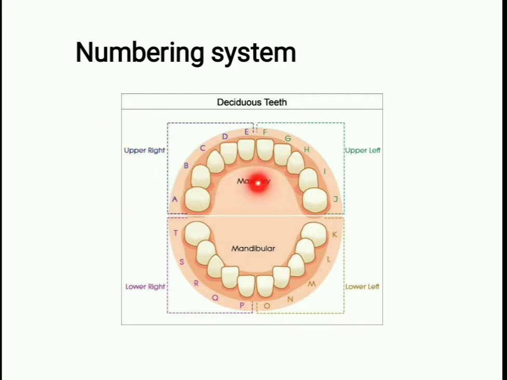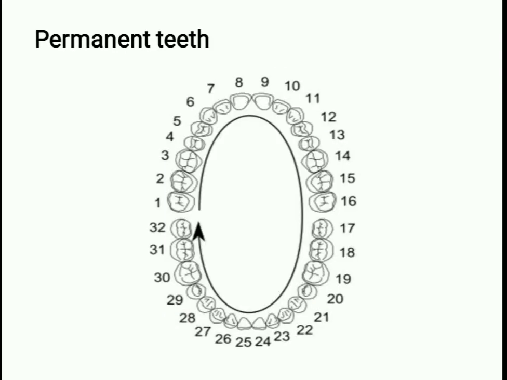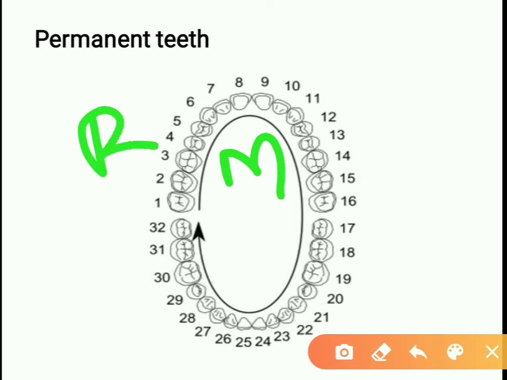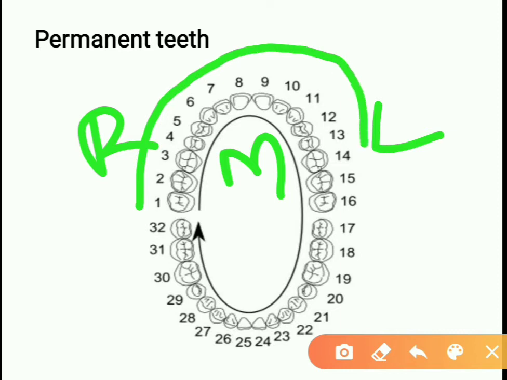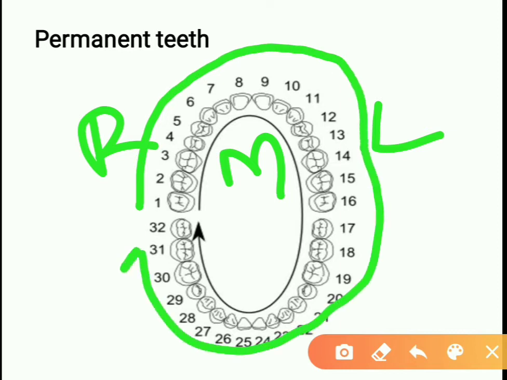It starts from the maxillary right side. So it begins with A, B, C, D, E, F, G. It goes clockwise, starting from A and ending at J. In the mandibular arch, it starts with K and ends with T. In permanent teeth, it starts with numbers. Same, it starts with the maxillary right side and goes to the left side. So it goes 1, 2, 3, 4, 5, 6, 7, 8, 9, 10 clockwise, and ends at number 32.